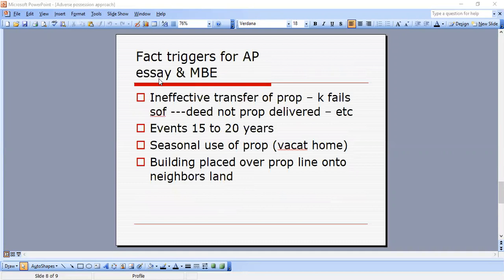Fact triggers for APSA and MBE. So ineffective transfer of property, contract fails, statute of frauds, deed not properly delivered. All of this will trigger an adverse possession SA or MBE. Now, if they have events in there from 15 to 20 years, of course, we're automatically going to think of an adverse possession. Seasonal use, adverse possession. Building placed over property lines, so a little bit over onto the neighbor's land, or a fence, that's obviously adverse possession also. And they're going to consider that hostile, even though they mistakenly did it, okay?